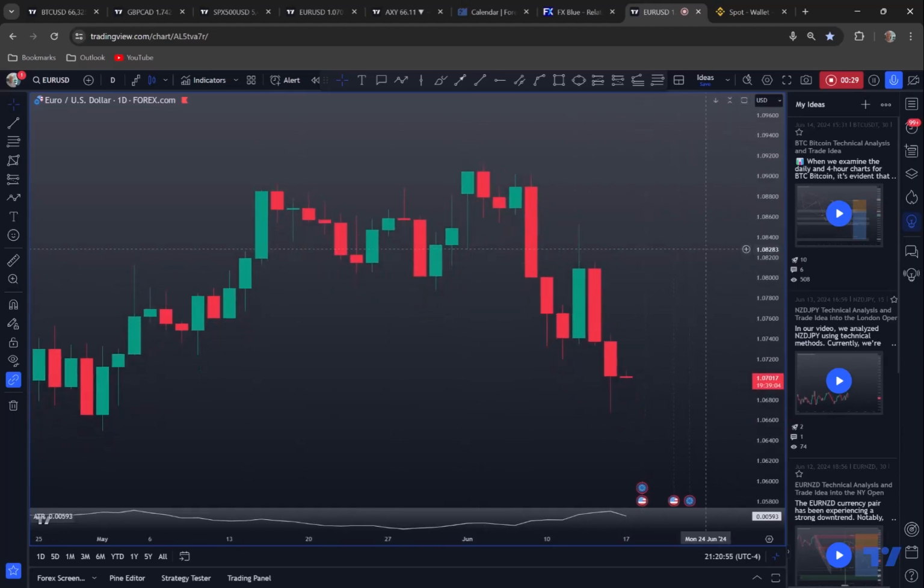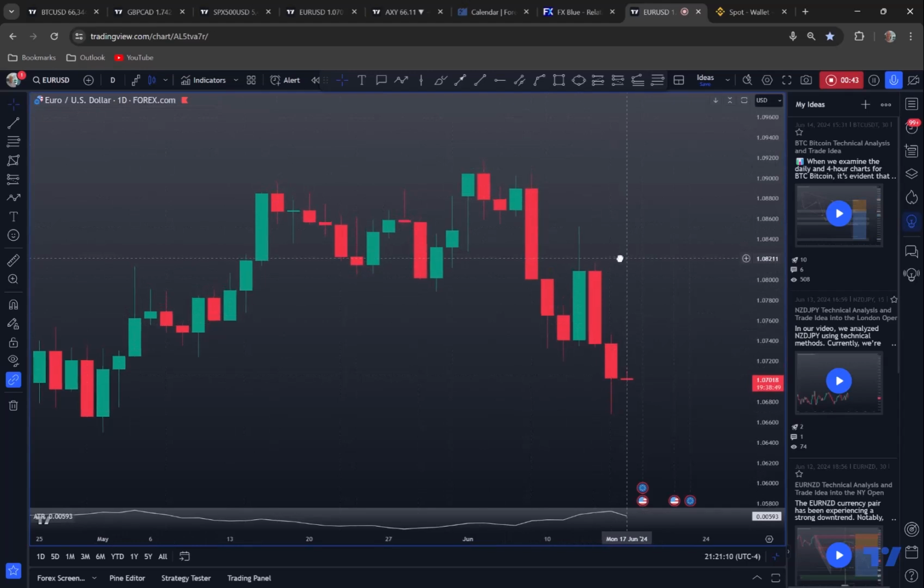And the beauty of TradingView is that the features and tools it offers are second to none. So what we'll do with this is a bit of technical analysis, and I'm going to give you a trade idea with the euro dollar.